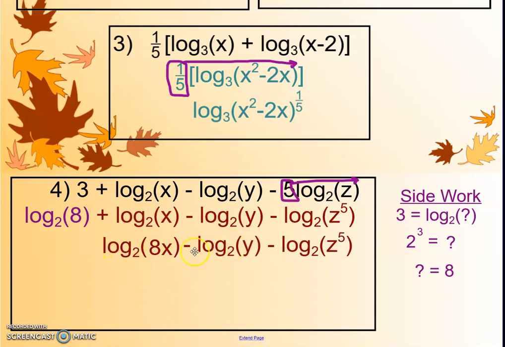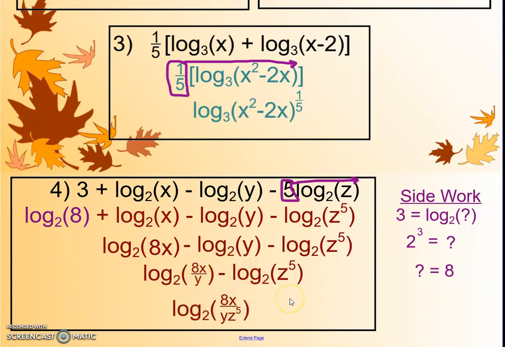Let's continue working from left to right. I see the quotient property here. Anytime you have subtraction of separate logarithms, that's a division problem. And I'm just going to bring this log base 2 of z to the 5th. Again, anytime you have subtraction of separate logarithms, that's a division problem. And this whole process on this page was condensing. We were taking a big, long expression and trying to squeeze it together into a single logarithmic expression.